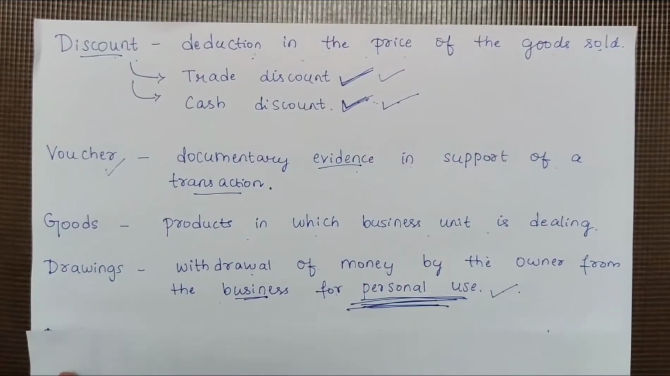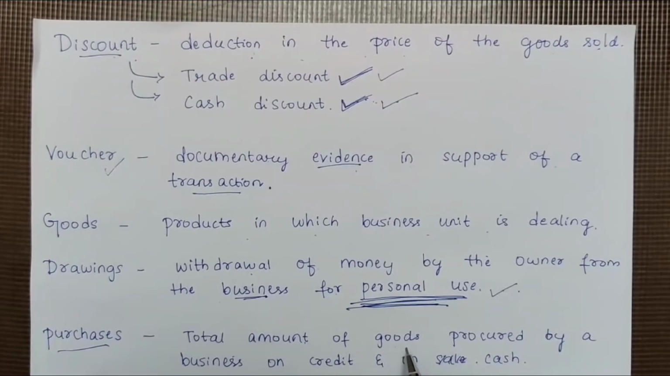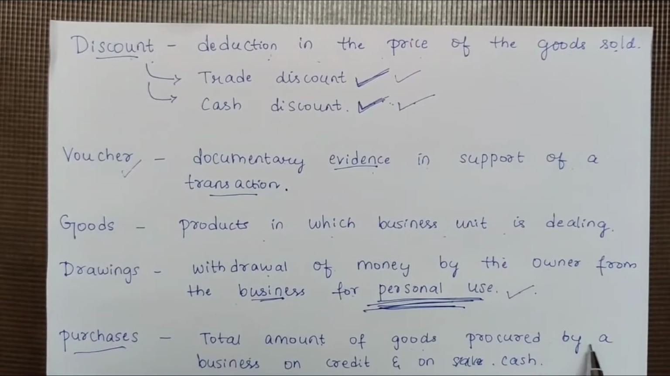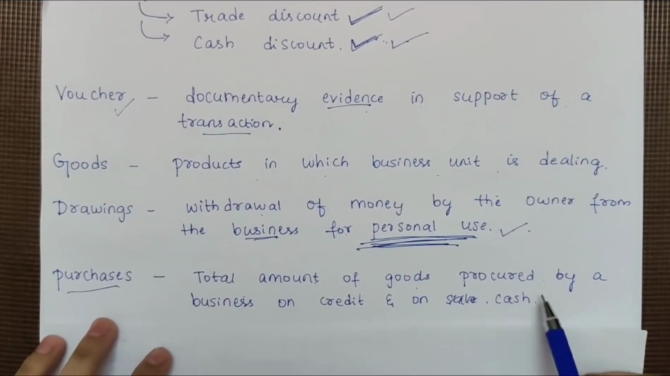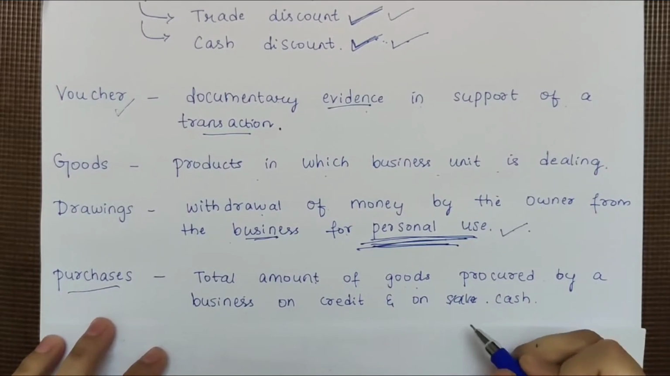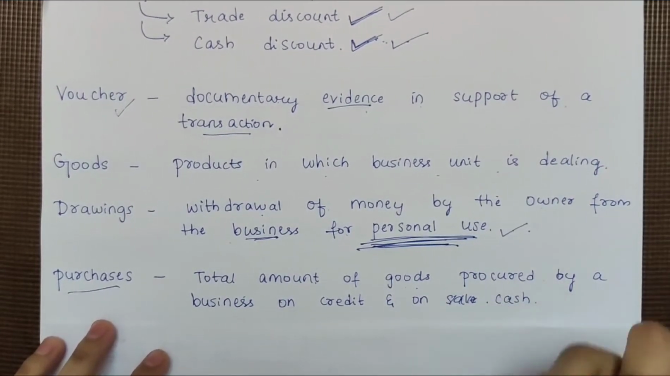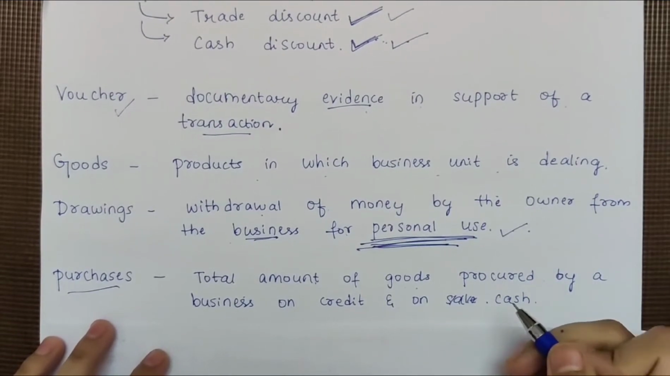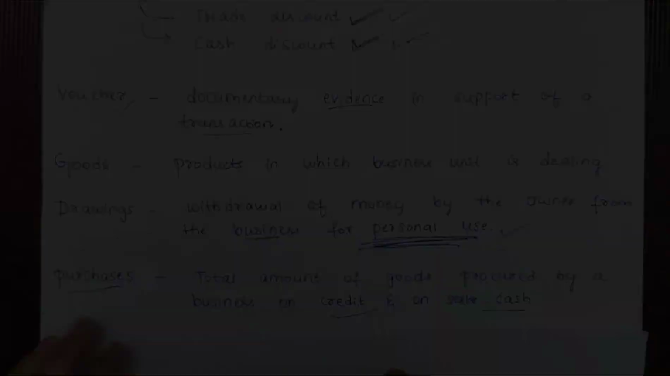Okay. So the next one is purchase. What is meant by purchase? The total amount of goods procured by a business on credit and on cash. In a manufacturing concern, raw materials are purchased, processed further into finished goods and then sold. So purchases can be cash purchases or credit purchases.